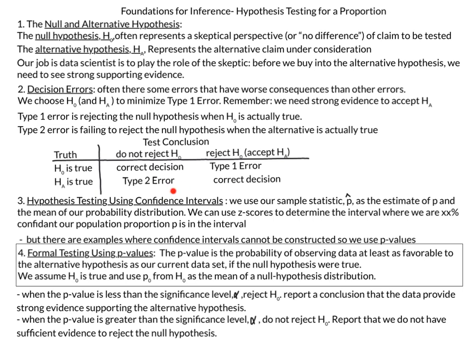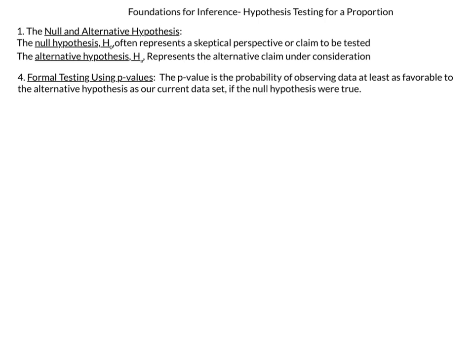And in confidence interval, we said, well, if p-hat is the center, how likely is our p0 from our null hypothesis? But now we're saying, no, our null hypothesis, p0, is what's true. What's the probability of p-hat? So it's a little different look on it. So our formal testing using p-values, the p-value is the probability of observing data at least as favorable to the alternative hypothesis as our current data set. And we're going to assume the null hypothesis is true.